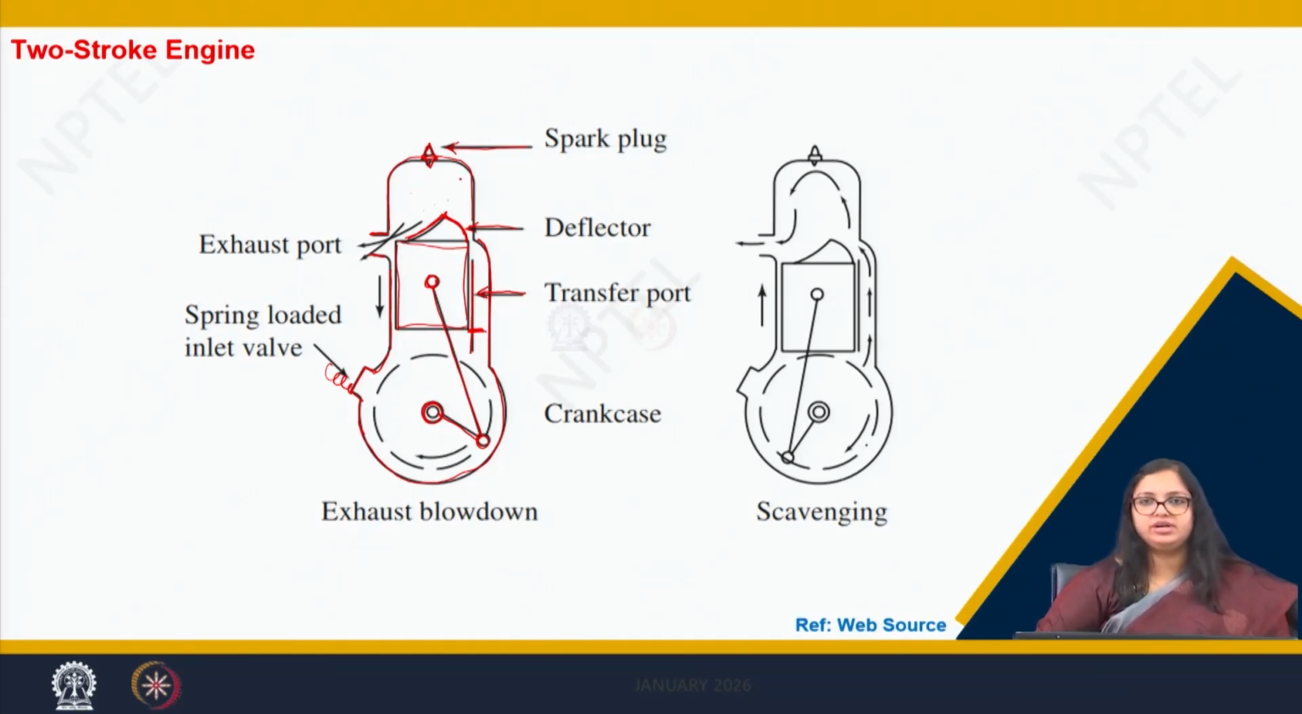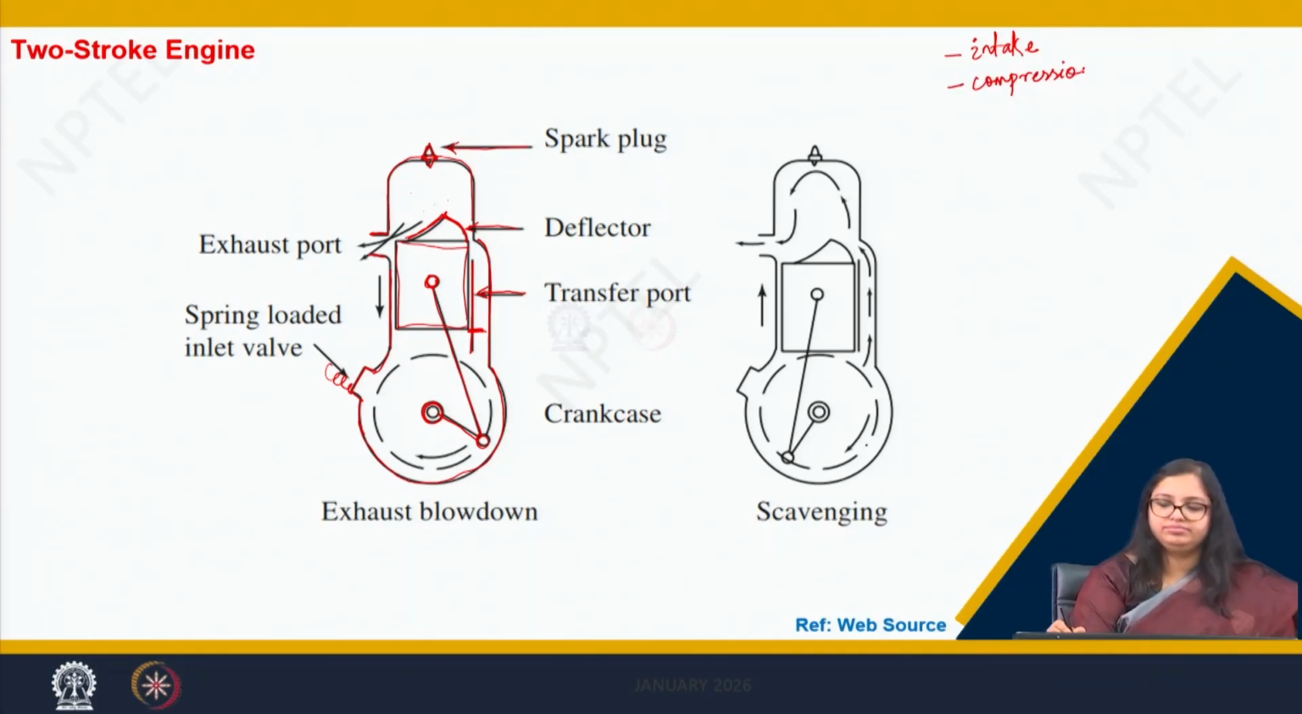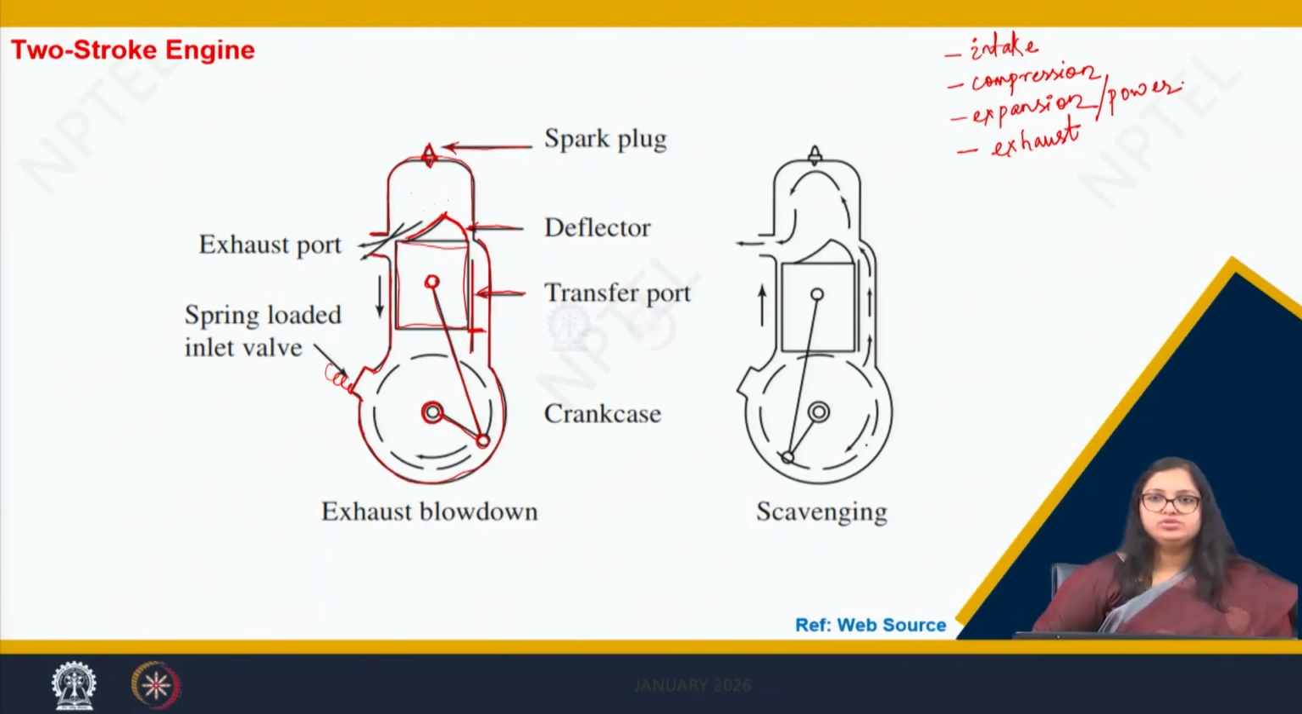So let us first try to understand how the processes happen. Let me first write all the 4 processes: intake, compression, expansion and exhaust. So expansion is the power stroke. Let us first understand how the process starts. Through this spring loaded inlet valve, the air plus fuel mixture enters into the crankcase.